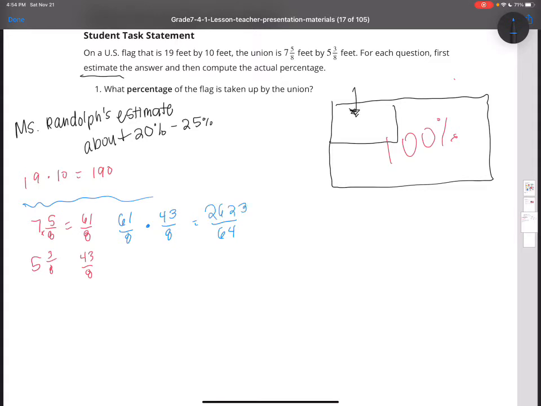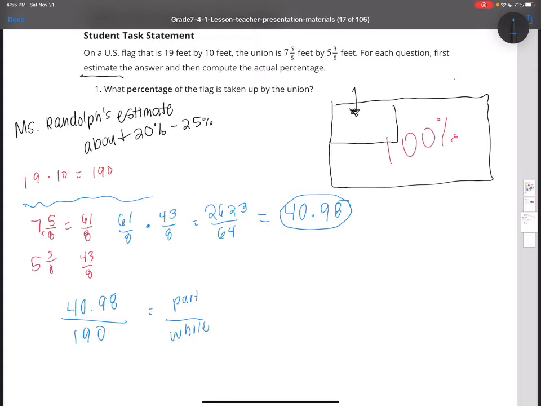2,623. Now, to simplify that, I'm going to divide that by 64. And I'm going to get 40. And I'm going to round to the nearest hundredth, so 40 and 98 hundredths. Okay? So what I want to do is take my quotient, which is the answer to my division problem, and I want to put it over 190. Why? Because this is, and I'm not sure if you guys remember this from 6th grade, part over whole.